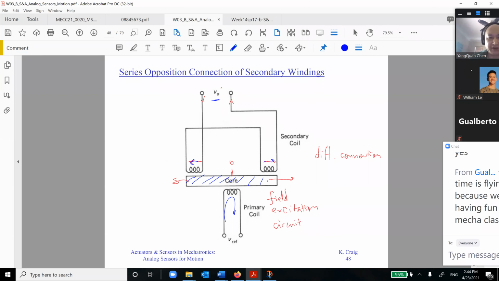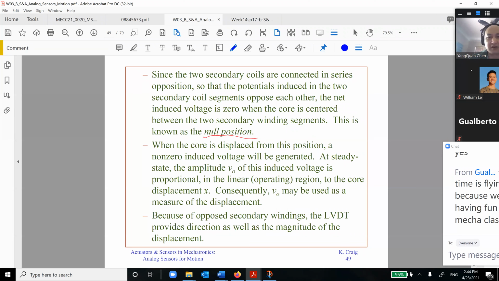This kind of connection is called a differential connection. The middle point is also called the null position, where the output is 0, because of this opposing secondary winding connection. If you go left, the voltage will be positive. If you go right, then left and right have different polarity, positive or negative.